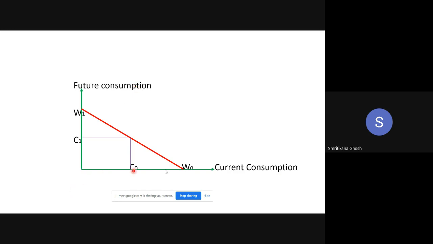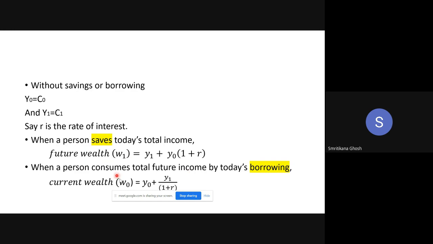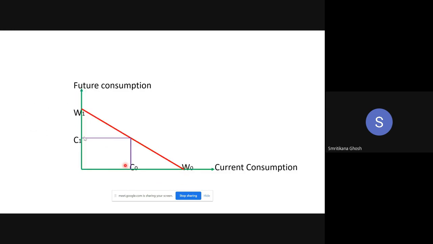On the horizontal axis, I am measuring current consumption, and on the vertical axis, I am measuring future consumption. So that's C1 and C0. C0 is on the horizontal axis, and C1 is on the vertical axis. Now, as I said, the maximum current consumption will be W0, that is my current wealth. So this is the maximum consumption I can do. Similarly, W1 is the maximum future consumption I can do.